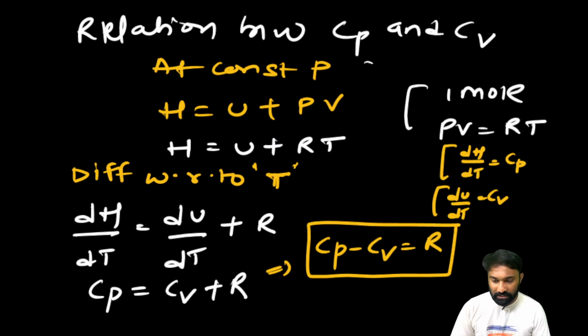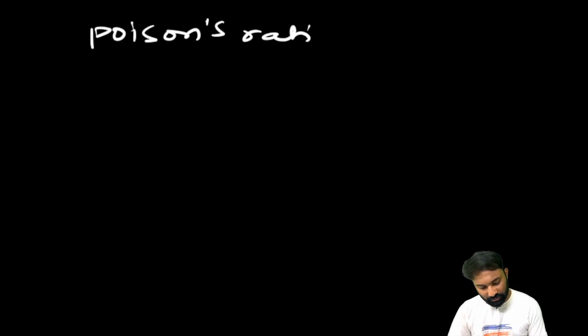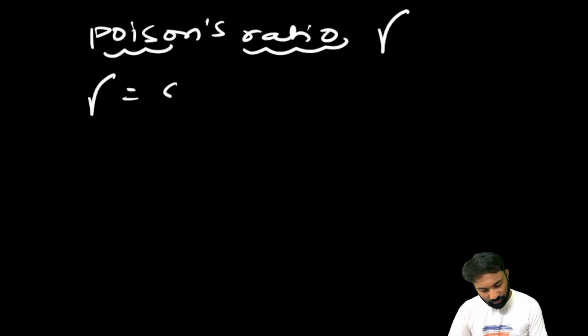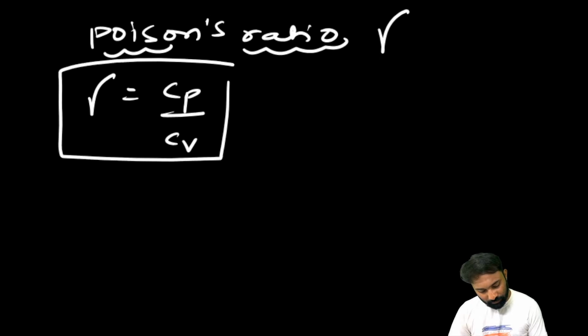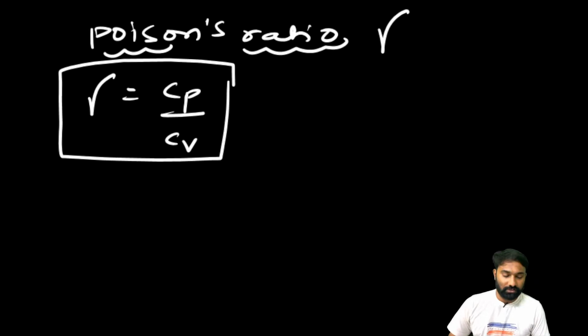Now the next we are having Poisson's ratio. Now what is the meaning of the Poisson's ratio? Poisson's ratio gamma is equal to Cp by Cv. So how to calculate this Poisson's ratio? Clear? Now how to calculate the Poisson's ratio? That is on the basis of which one?